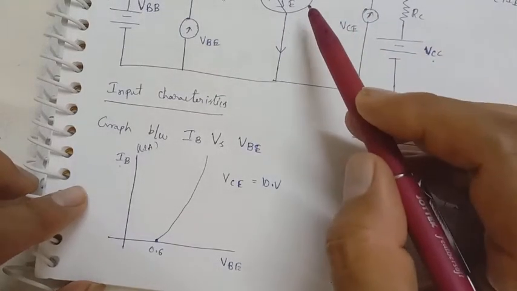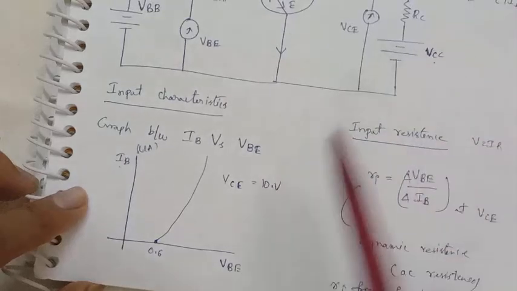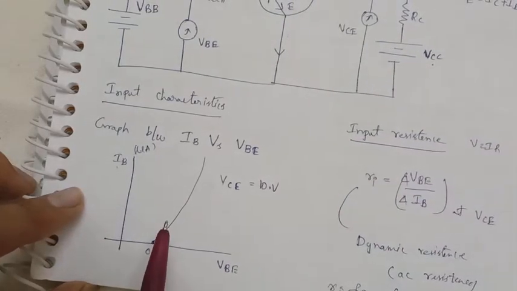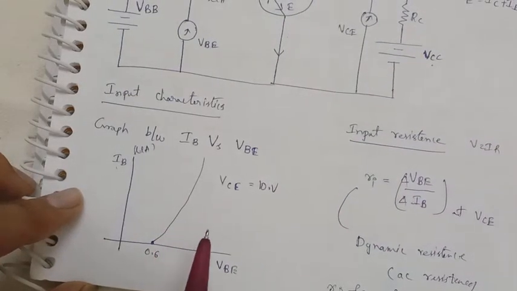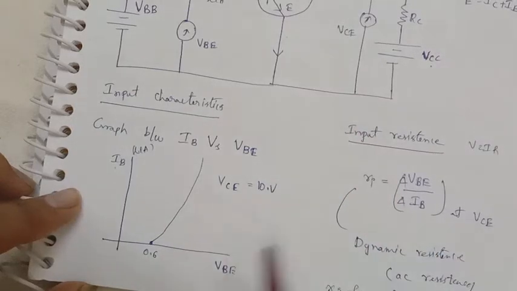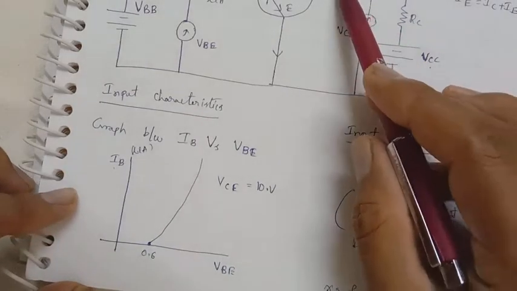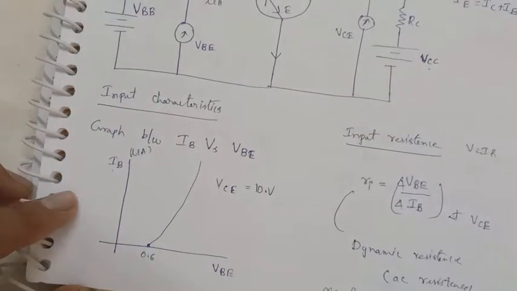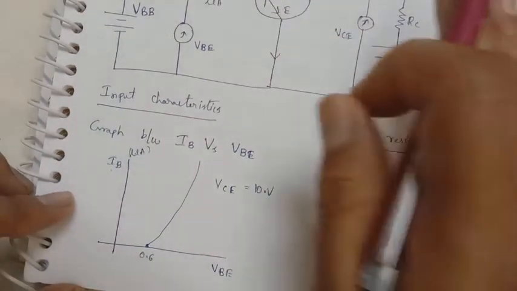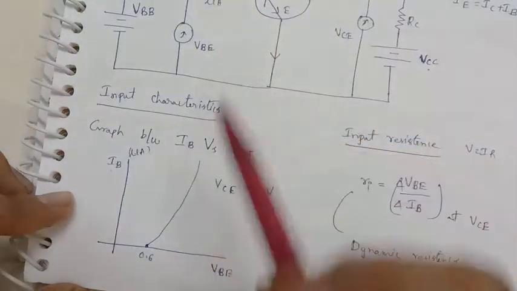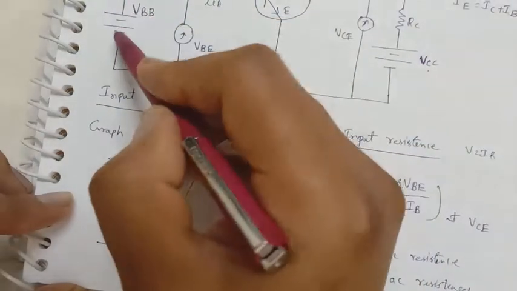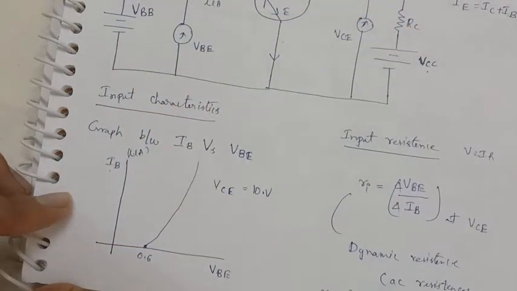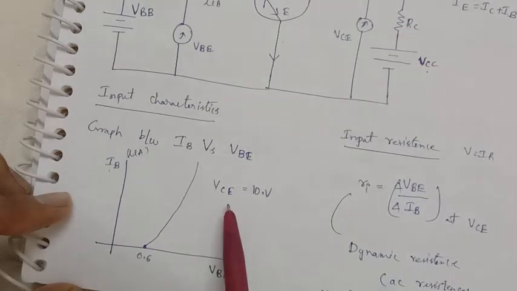For an NPN transistor, if it is a silicon crystal, then you can study the input characteristics. At that time you keep the output voltage constant, so you keep the collector-emitter voltage constant, and then you can take the readings between current and voltage. You change the voltage, then you measure the current, at a constant output voltage between collector and emitter.